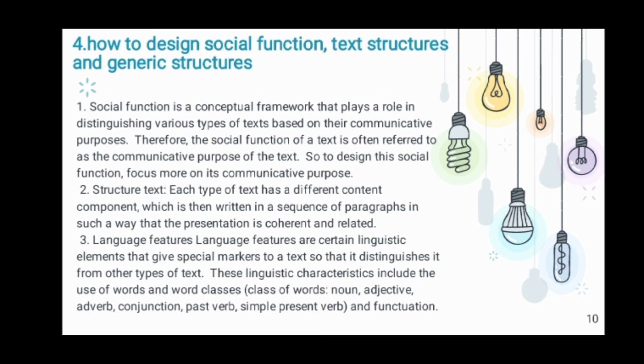For how to design social function, text structure, and generic structures. 1. Social function is a conceptual framework that plays a role in distinguishing various types of text based on their communicative purpose. Therefore, the social function of a text is often referred to as the communicative purpose of the text. So, to design the social function, focus more on its communicative purpose. 2. Structure text. Each type of text has a different content component which is then written in a sequence of paragraphs in such a way that the presentation is coherent and related.